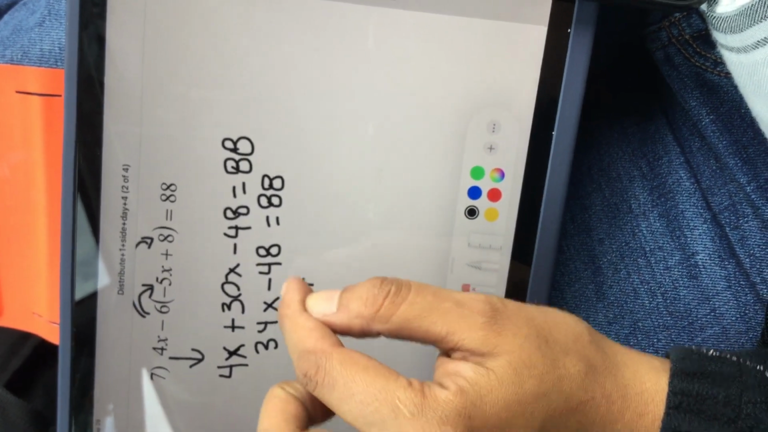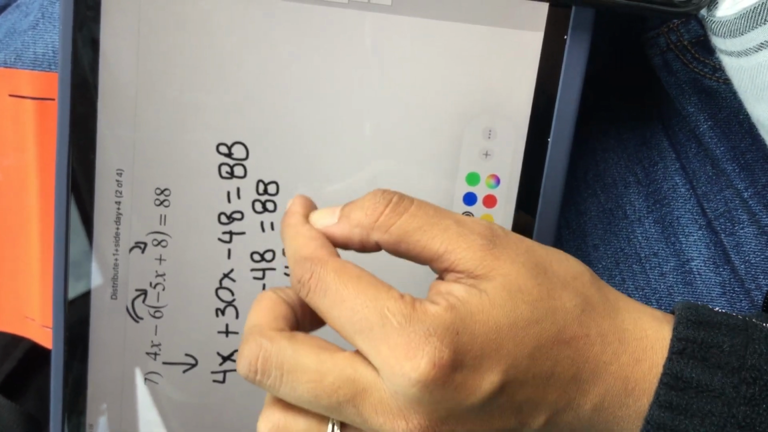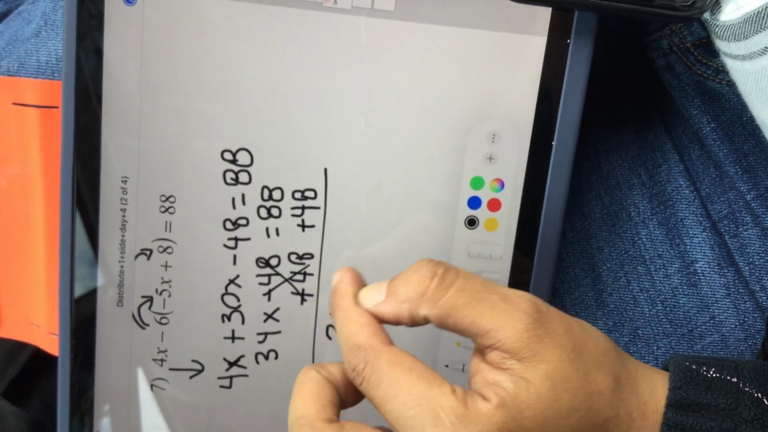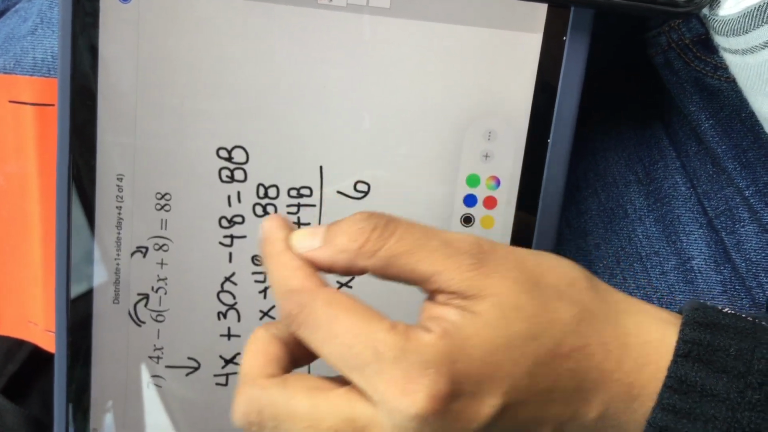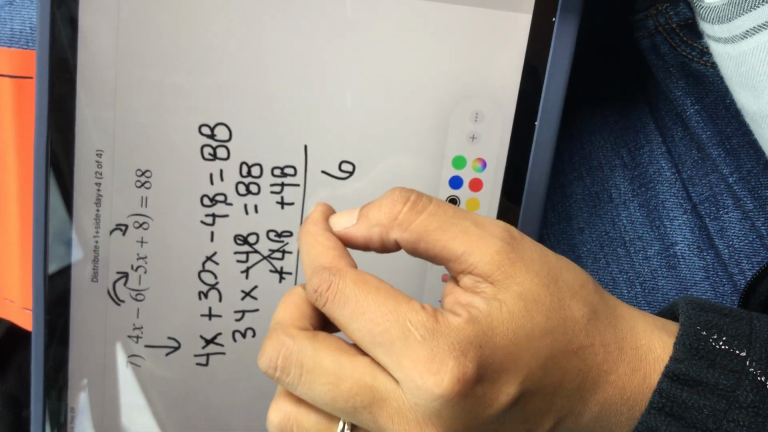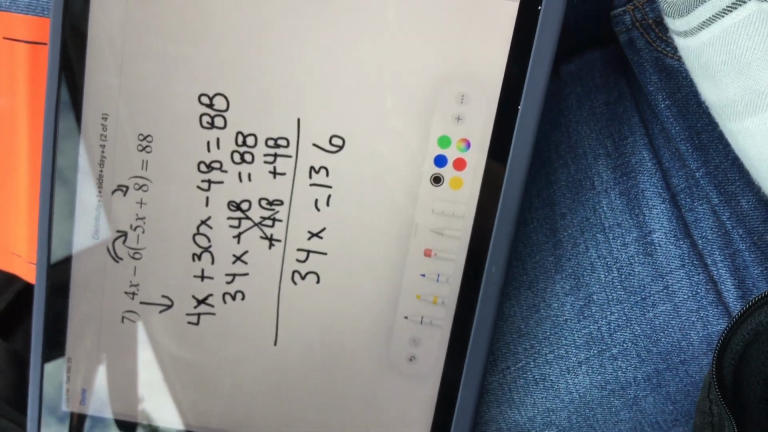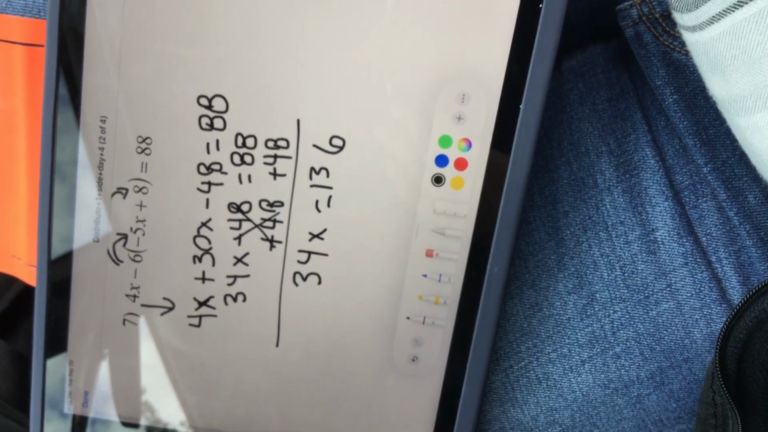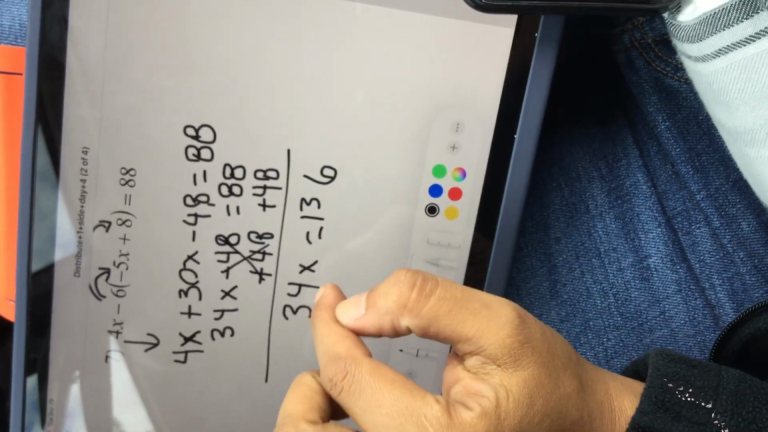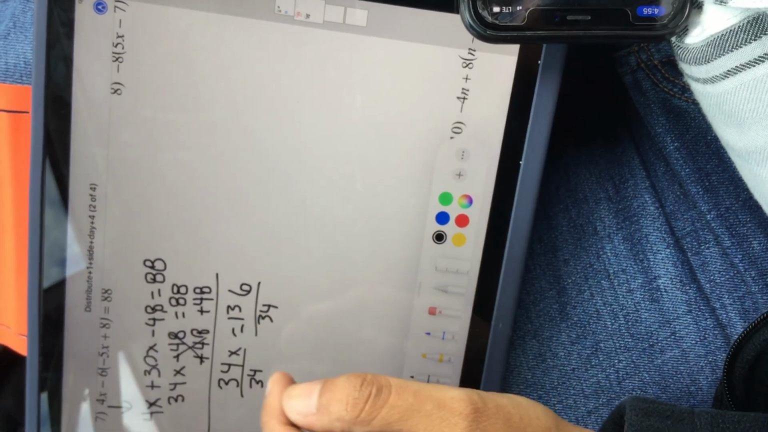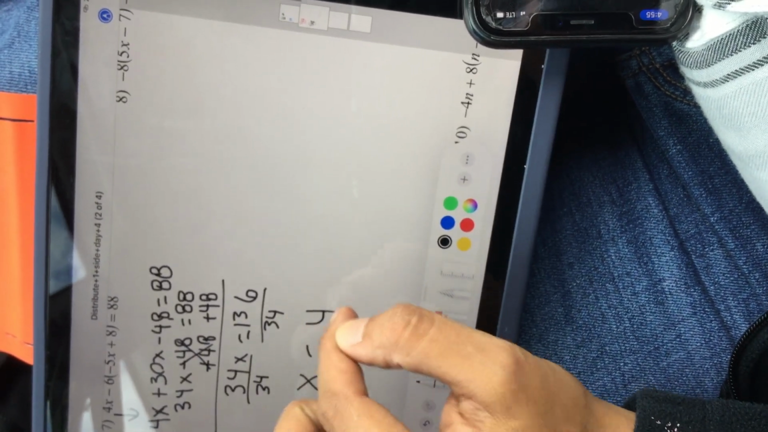We add or subtract. So we say plus 48 plus 48. So I got 34x equals 136. And then our last step is to divide by 34. Divide by 34. So x equals 4.